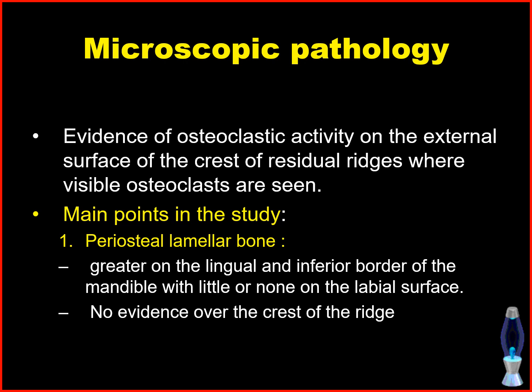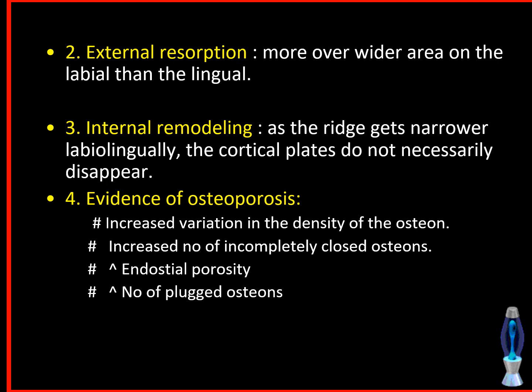Microscopic pathology means we have to section the bone and examine it under the microscope. We can see more periosteal bone on the lingual and inferior border, but with little bone on the labial surface. There won't be any bone on the crest of the residual ridge. Also, we can see more external resorption, which leads to widening of the mandible and narrowing of the maxilla. Because of the internal remodeling, the ridge gets very narrow labiolingually and the cortical plates don't necessarily disappear.